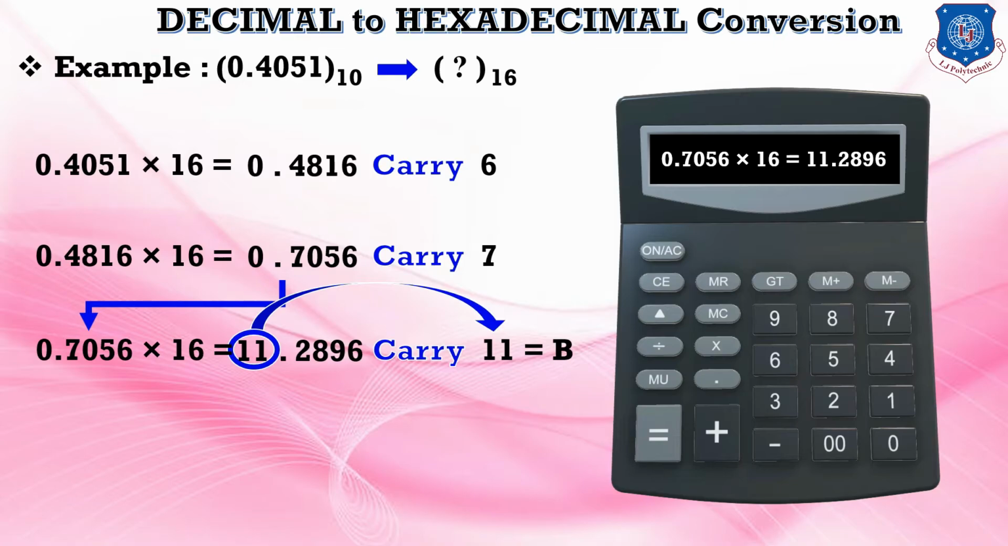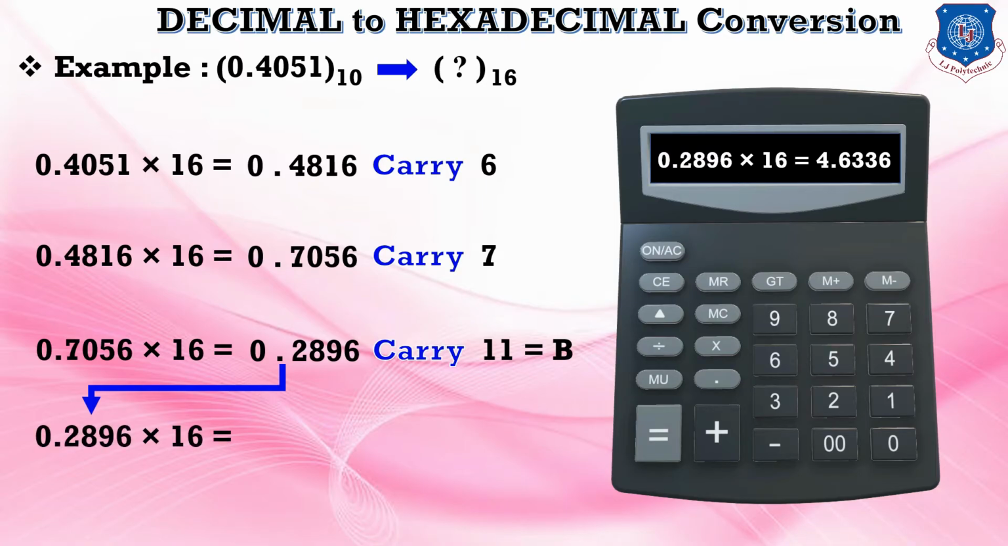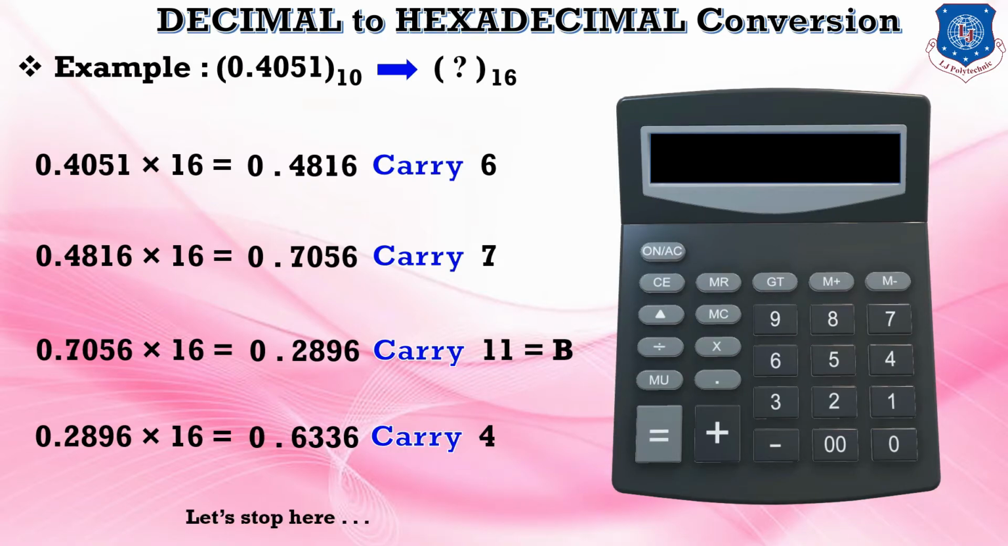Now this 0.2896 is again multiplied with 16. Then we'll get the answer 4.6336. Of this 4.6336, we consider 4 as a carry. So the remaining term will become 0.6336. Now let's stop here.